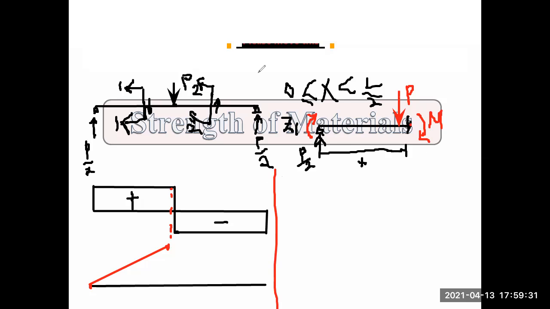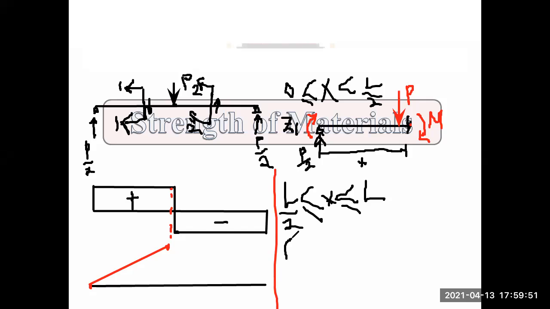Zone 2 is in between. Let me change the color to black. So zone 2 would be x in between, L over 2 included, up to L included, both sides. So to take the moment, summation of moment, counterclockwise is the positive, summation of moment about the section equated to 0, and then I establish my equation.